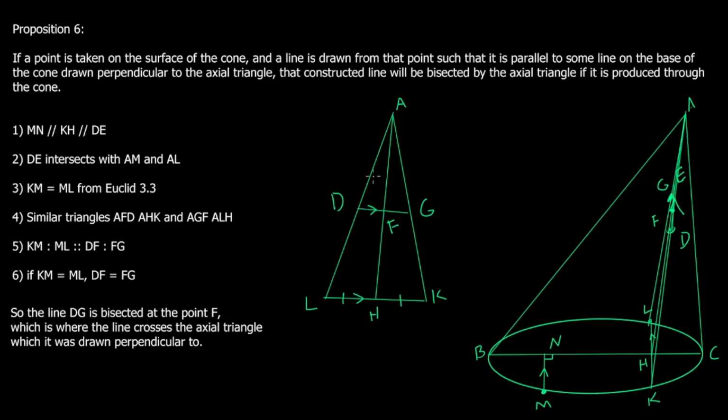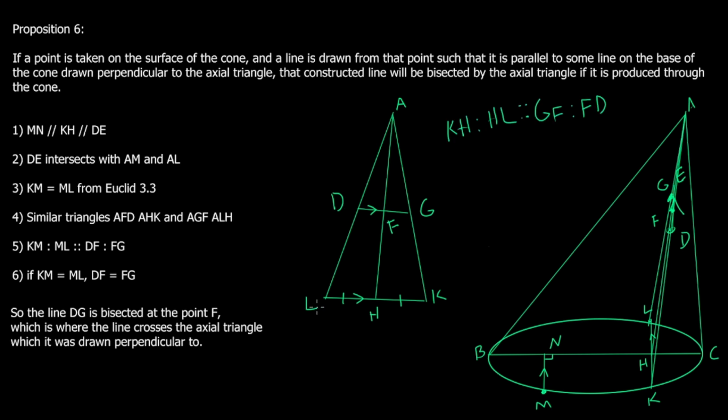Now let's go back to these similar triangles. The triangles ADF and ALH are similar, and the sides DF and LH correspond. Similarly, the triangles AFG and AHK are similar, and the sides FG and HK correspond. So we can set up a ratio from Euclid 6:4, I believe, as KH is to HL, GF is to FD.